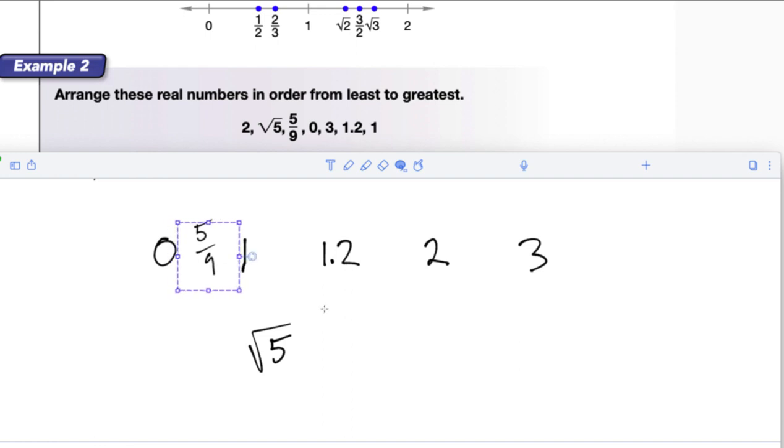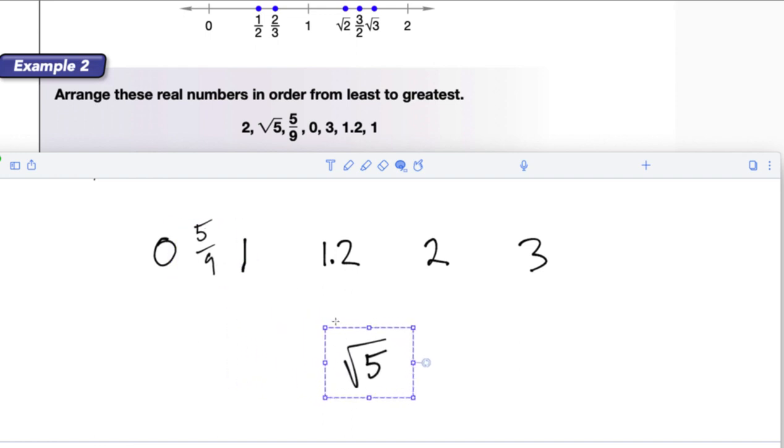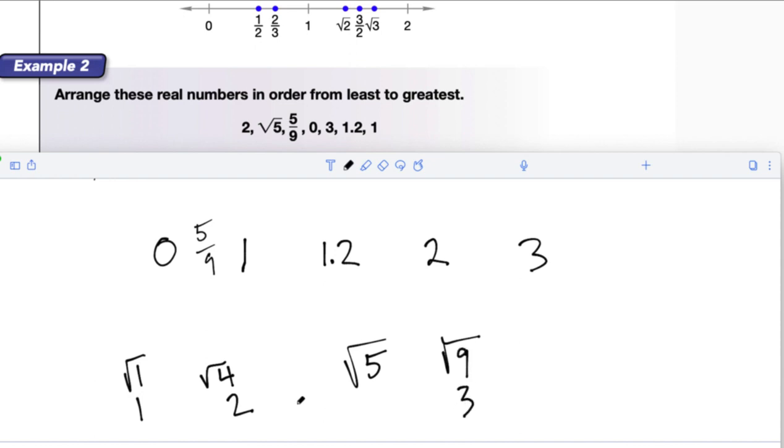The next one that I have to consider is the square root of 5. Now, I don't know much about this, and what I know is that if the square root of 1 is 1 and the square root of 2, oh, I don't know that one. Let me do one that I know. The square root of 4 is 2. Square root of 3, square root of 4, square root of 5. No. Oh, the next one is the square root of 9 is 3.